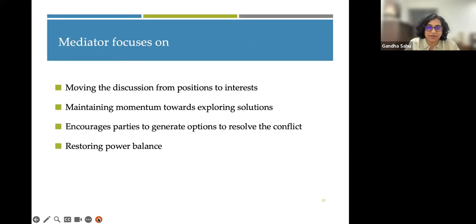Next slide. Also, we move the discussions from positions to interests. So we will first understand what positions and interests are. Maintaining momentum towards exploring solutions. One of the things you will find very often, expect it and don't get intimidated by it, is that you will get stuck. You'll keep going round in circles.